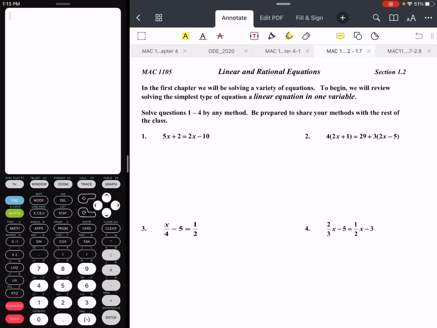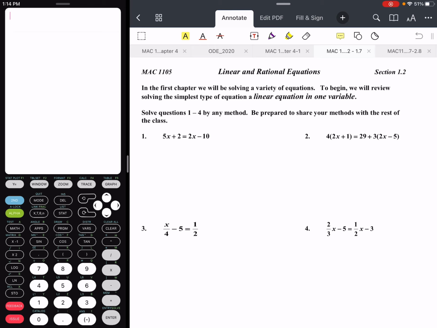In this section, we'll be solving linear equations, and then we'll progress to rational equations. For these first few examples, I assume you are pretty good at this stuff, so I'm going to go fairly quickly. Starting at number 1.